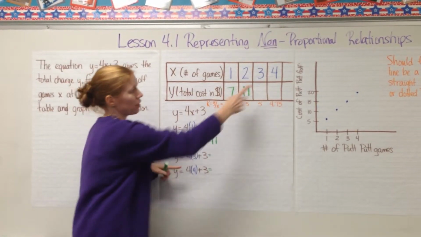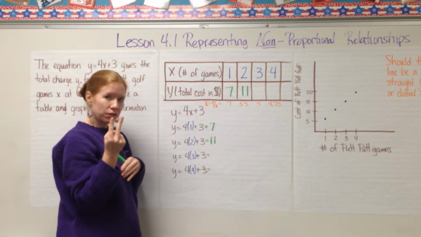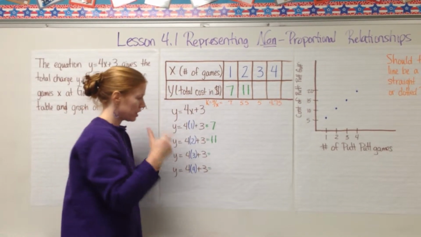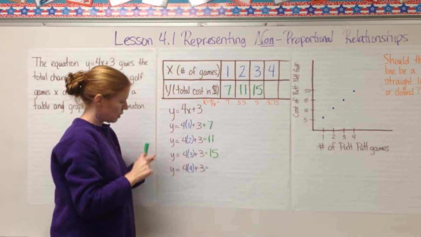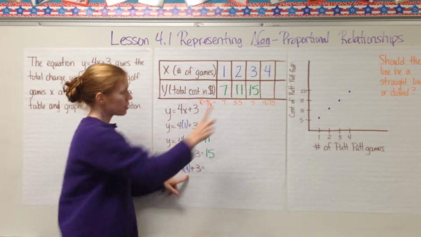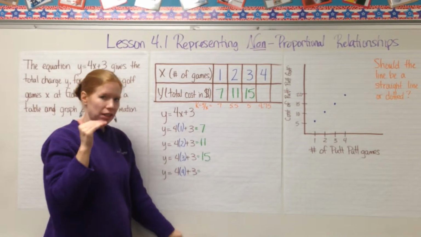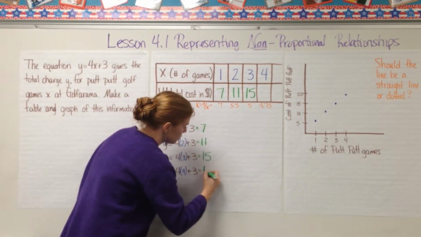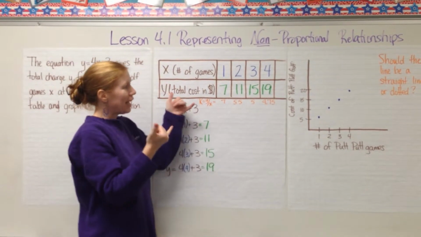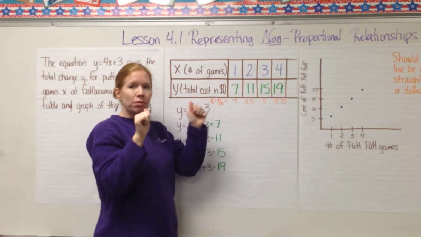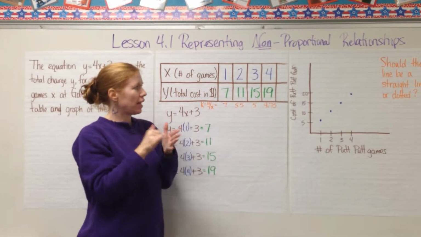Okay, then again, same thing. Substitute 3 for my x. So 4 times 3 equals 12, plus 3 equals 15. Okay, and then last one, 4 times 4, which equals 16, plus 3 equals 19. Okay, so now I have my x and my y, and I am able to put that information on a graph. But first, I want to show you something before we start that.